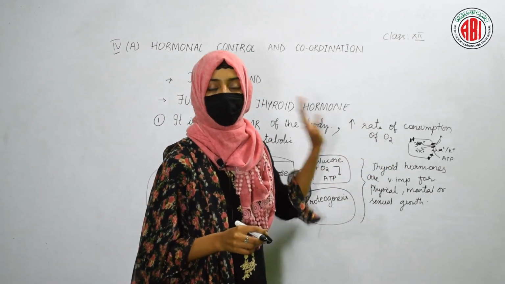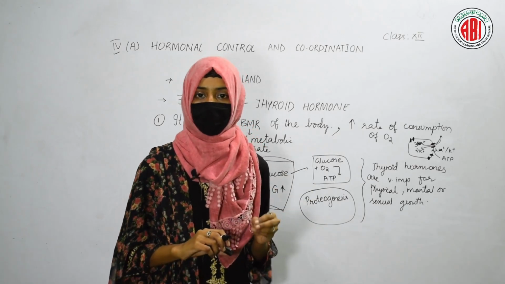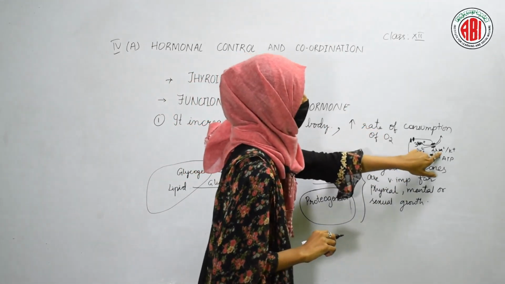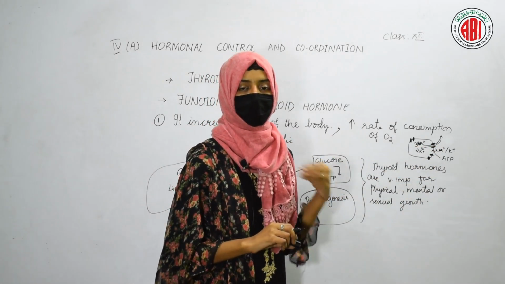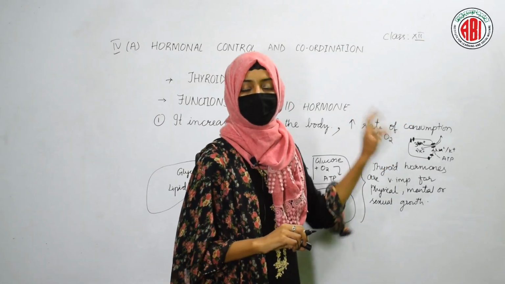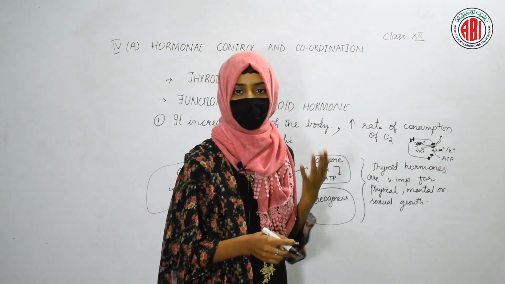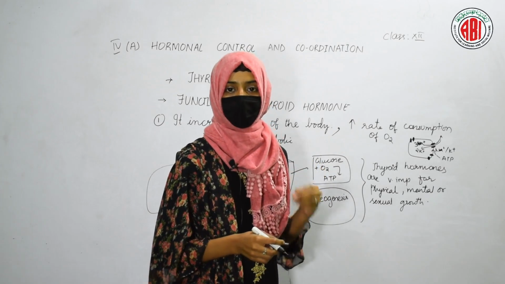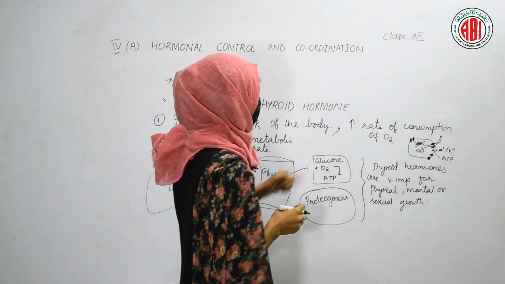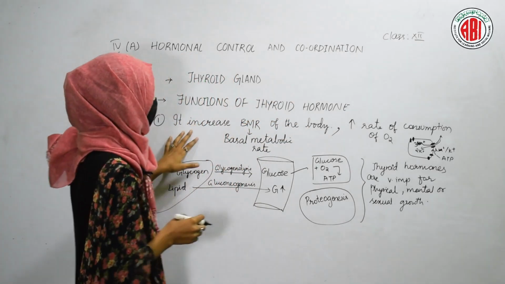So here, what is the role of thyroid hormone? As soon as it gets secreted into the blood, it will increase the number of sodium potassium pumps over the cells. As the sodium potassium pumps increase, the utilization of ATP also automatically increases, and if ATP is required in more amount, oxygen is also required in more amount. In this way, the rate of consumption of O2 increases, and that increases the basal metabolic rate.